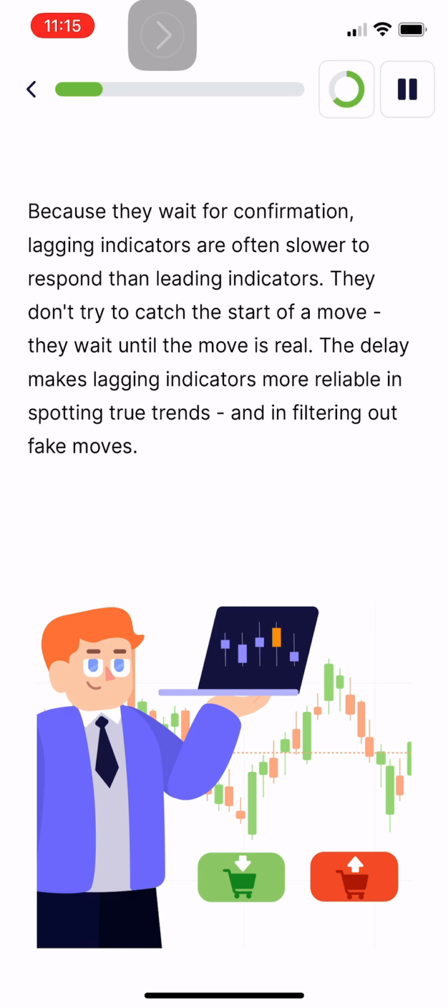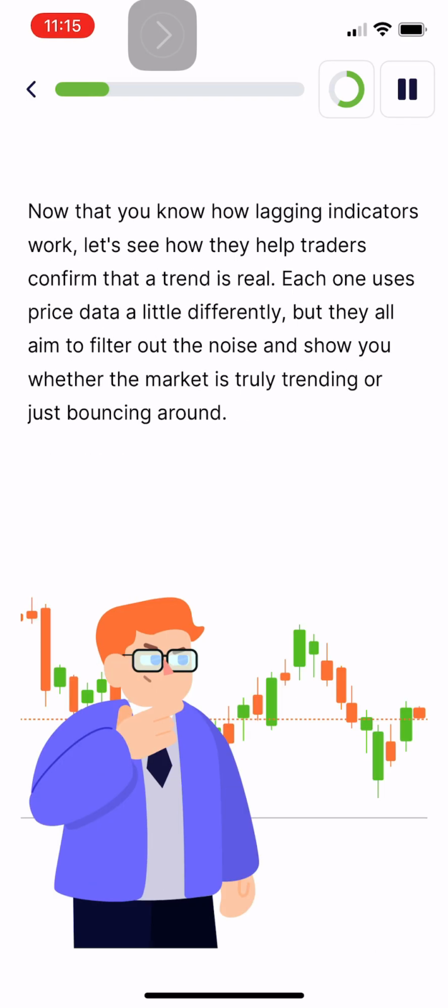The delay makes lagging indicators more reliable in spotting true trends and in filtering out fake moves. Now that you know how lagging indicators work, let's see how they help traders confirm that a trend is real. Each one uses price data a little differently, but they all aim to filter out the noise and show you whether the market is truly trending or just bouncing around.